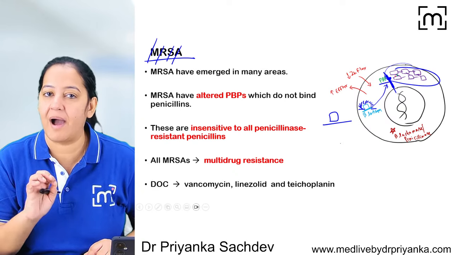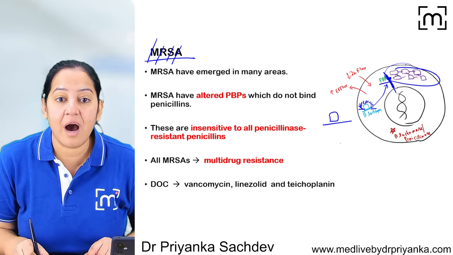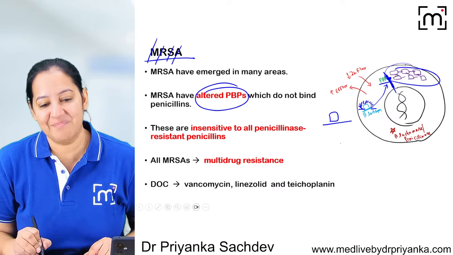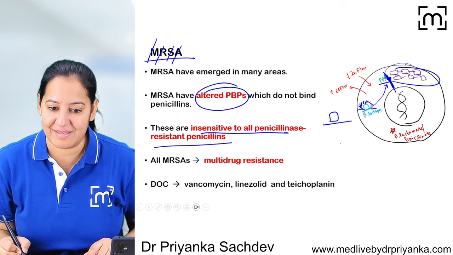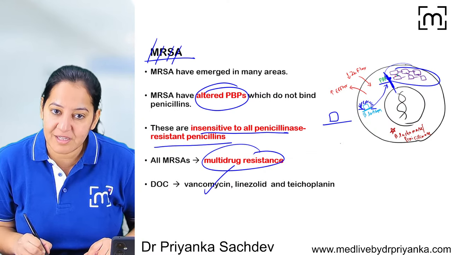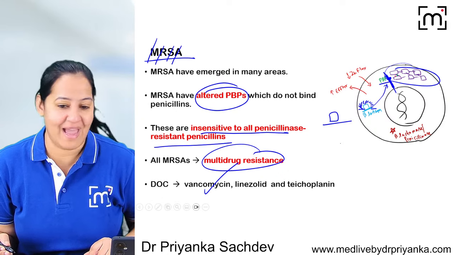So MRSA is a highly resistant bacteria to kill. Here the PBPs are altered in MRSA. It is insensitive to all penicillinase resistant penicillin. It is multi-drug resistant. So the drug of choice here is vancomycin. You don't kill it with any of the penicillins.